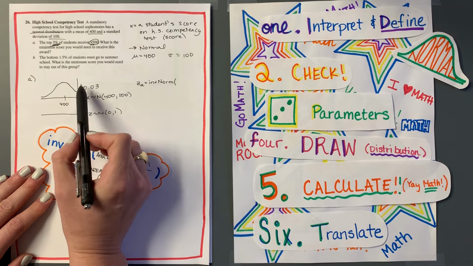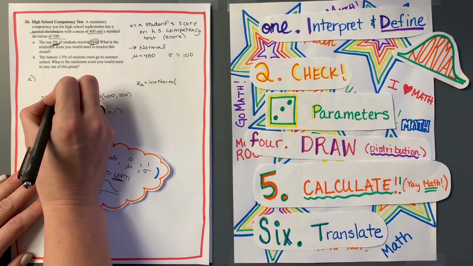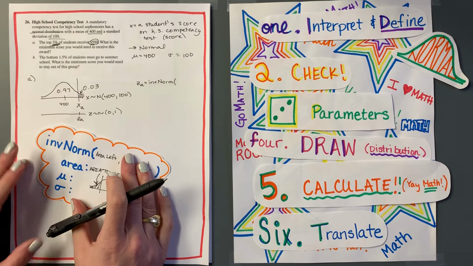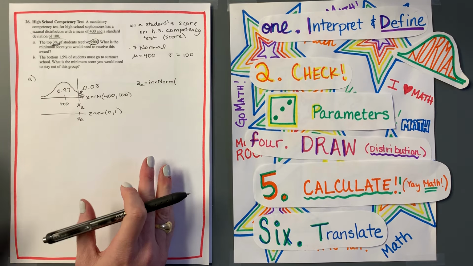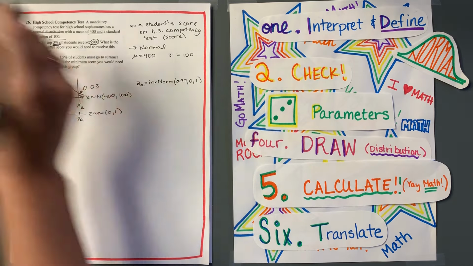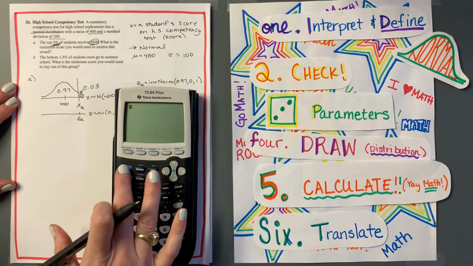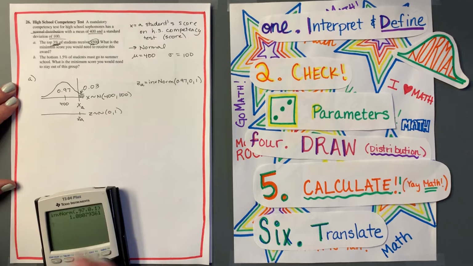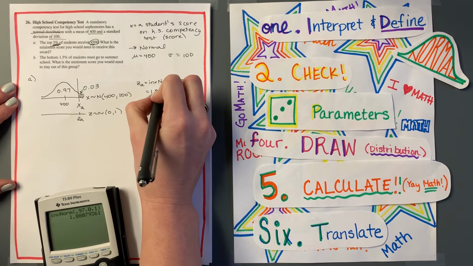So z sub A is equal to inverse norm. Inverse norm requires area to the left. I know area to the right. Don't get tripped up and think that this is what you should put in. We want 97% as the area to the left. So 0.97. That gives me 1.88 as my z-score.